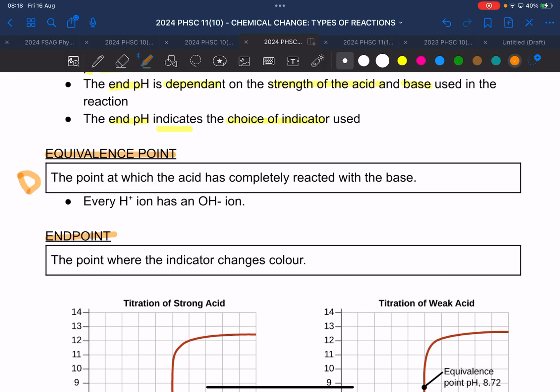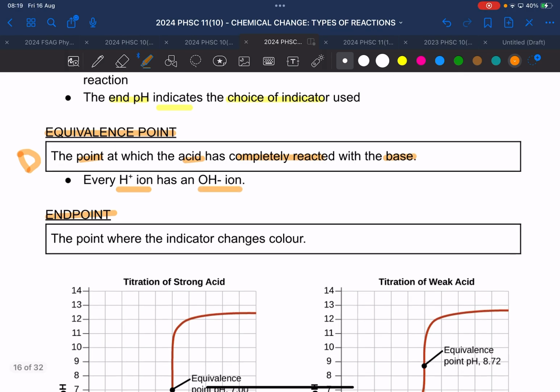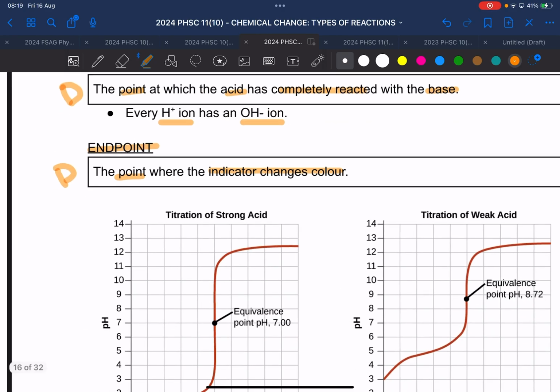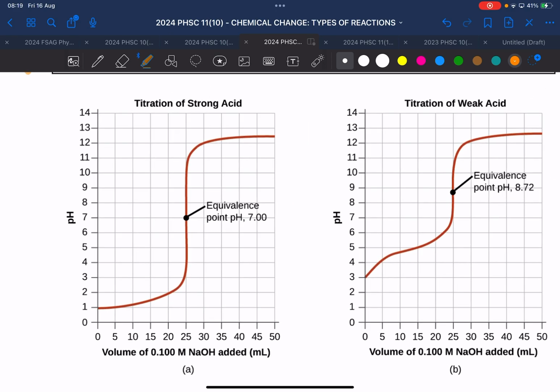The equivalence point is the point at which an acid has completely reacted with the base. Completely meaning for every hydrogen there is a hydroxide ion and they did find each other. So they are all finished, complete, used up. So every hydrogen ion has a hydroxide ion. The end point is the point where the indicator changes color, where the reaction is completed and it will not go further.